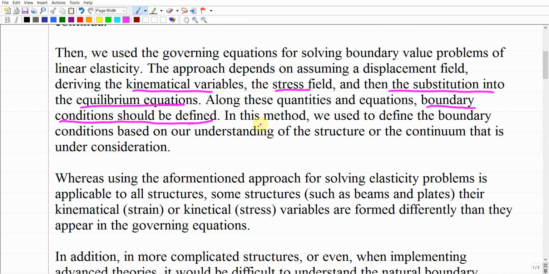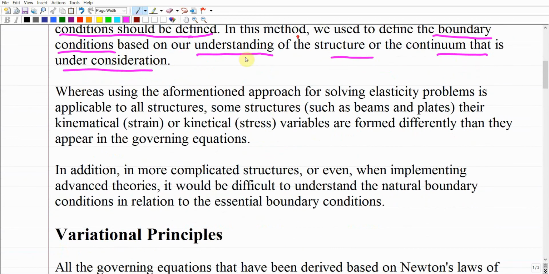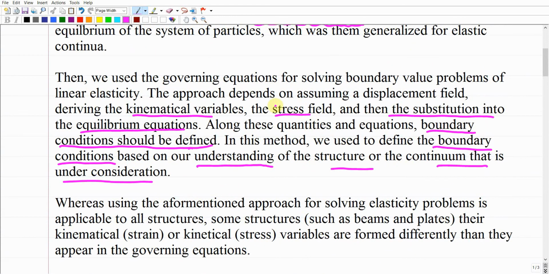Make sense? So in this method, we used to define some boundary conditions based mainly on our understanding of the structure or the continuum under consideration, whereas using the aforementioned approach, which depends directly on using the equilibrium equation that we derived based on Newton's method. So that's why this approach is commonly known in the field of linear elasticity as Newton's method, used to solve boundary value problems of linear elasticity.